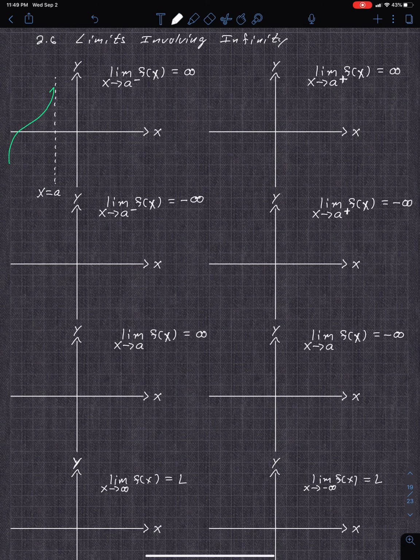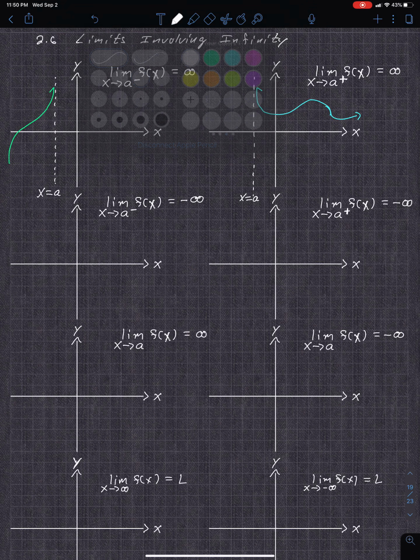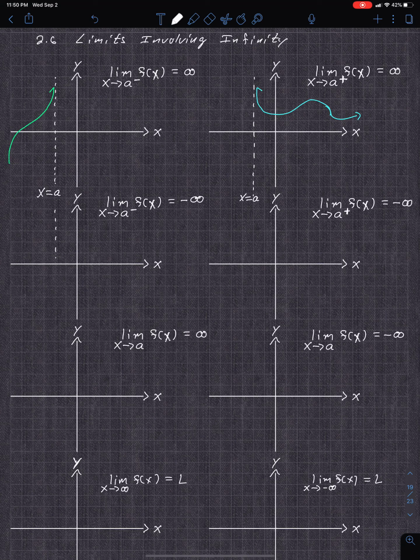Suppose this is x equals a again, a vertical line. And let's say you are approaching on the left. So the function could be doing whatever over here, and then eventually going like that. And over here it could just be going off to whatever. That's what we mean by that limit. Let's do another one. We'll just keep a in the same place each case.